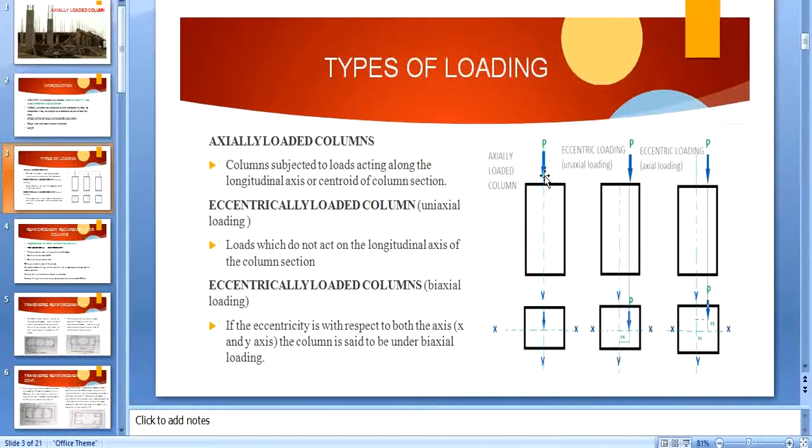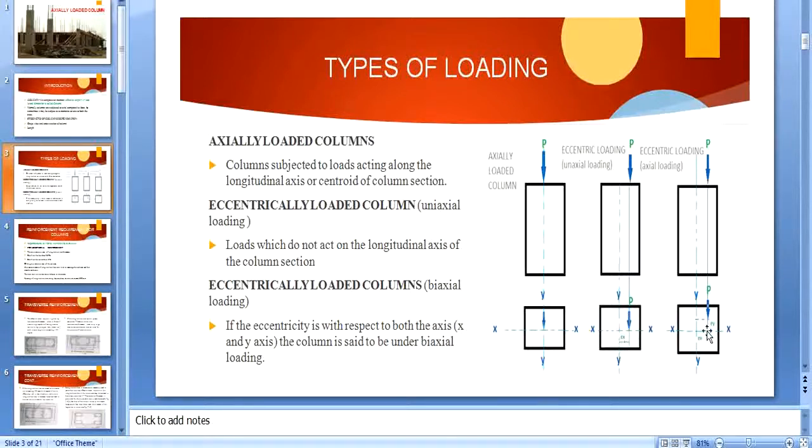Okay, you can see these figures, you will be able to understand it very easily. So axially loaded column: when the column load centroid coincides with the column centroid, it is called an axially loaded column. The next one is the axially loaded column with uniaxial bending, or else eccentrically loaded column. You can see there is a distance in the x-axis, the load is acting over here, and there is an ex distance between the load and the centroid of the column.